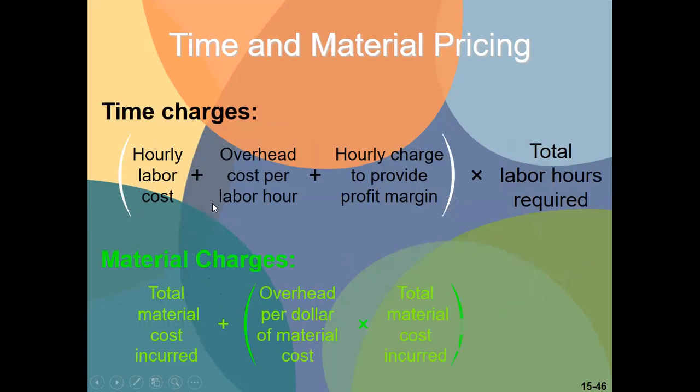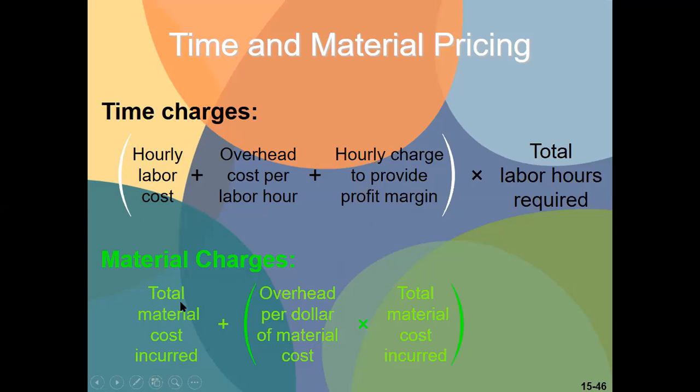So we have here, though, as the basis, the cost. So time charges would be the hourly labor cost plus the overhead cost per labor hour plus the profit margin times the total labor hours required. For sure, that's going to get really the price of the labor. So that would be a good basis then, because we have the cost here plus the profit margin in hours though. So time is the basis.